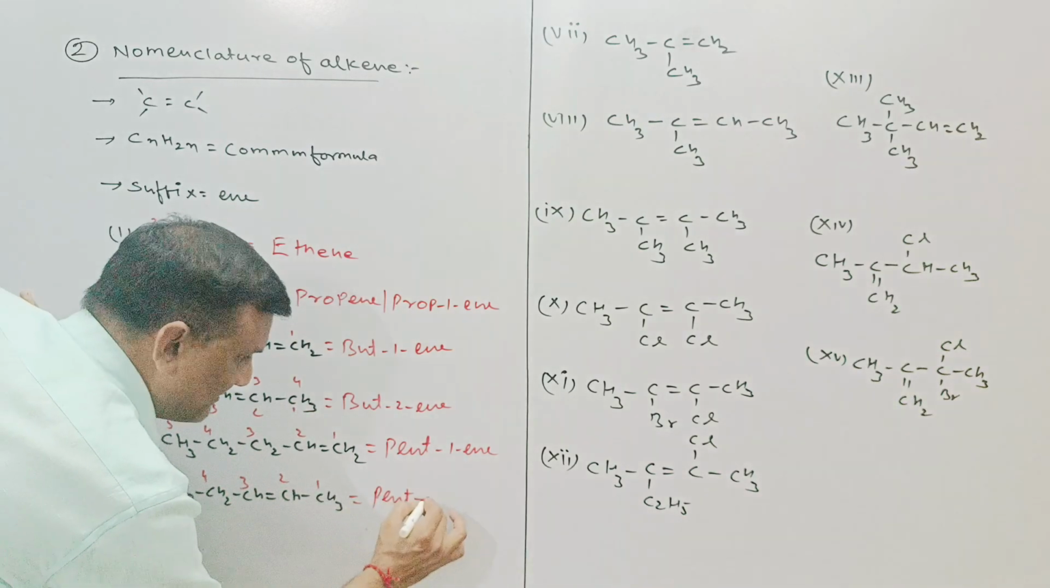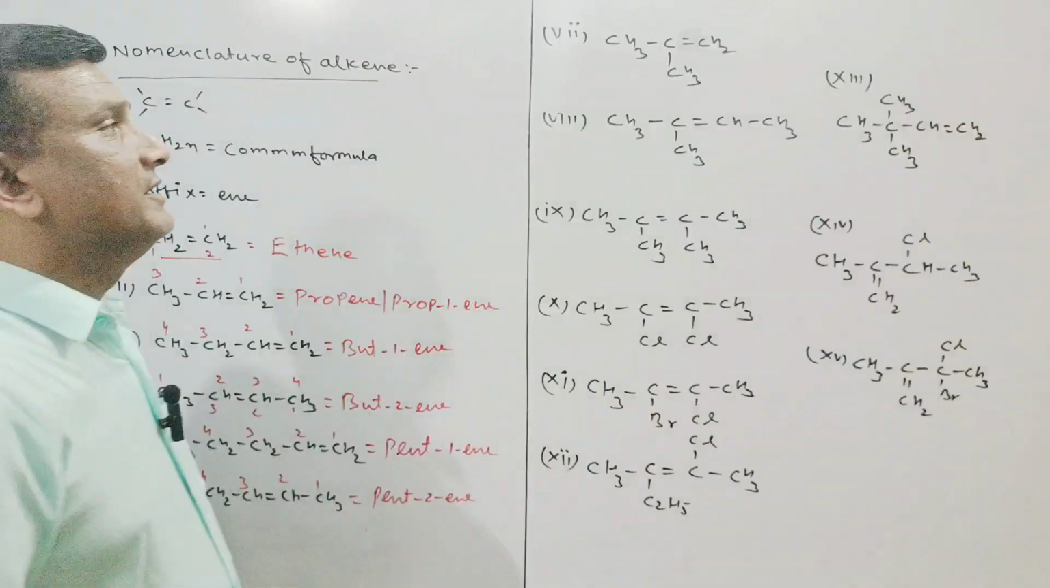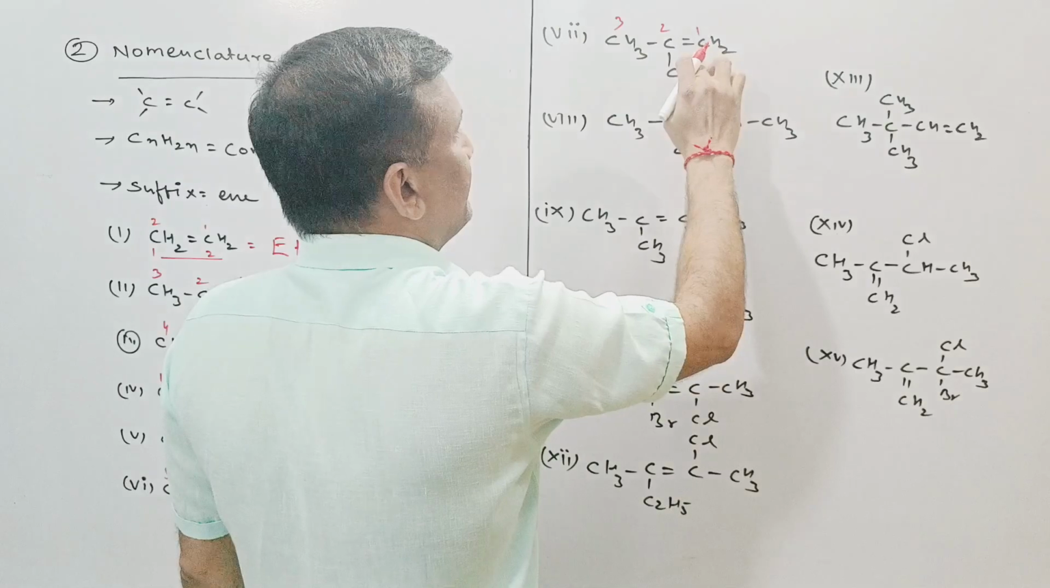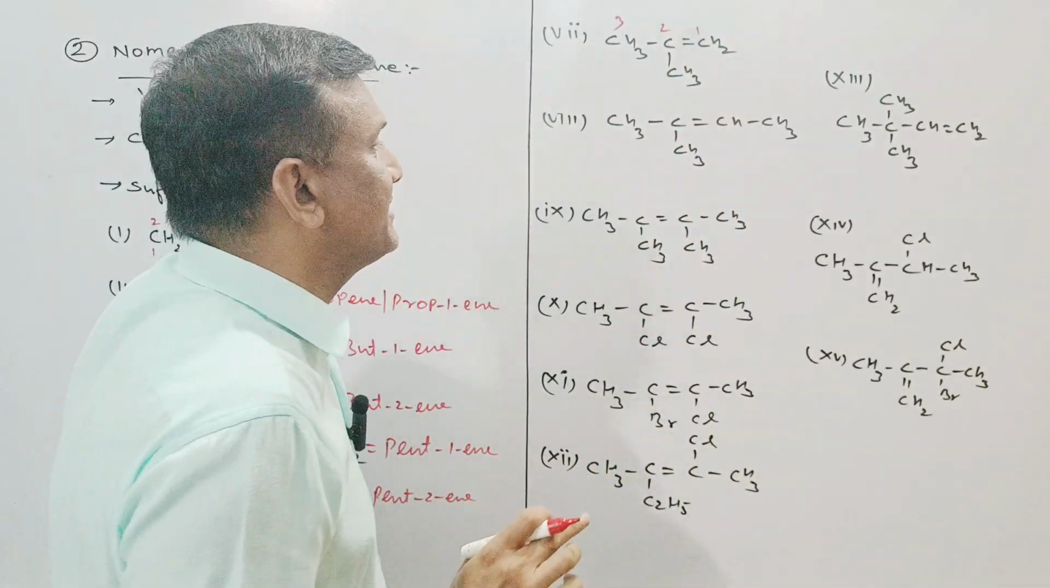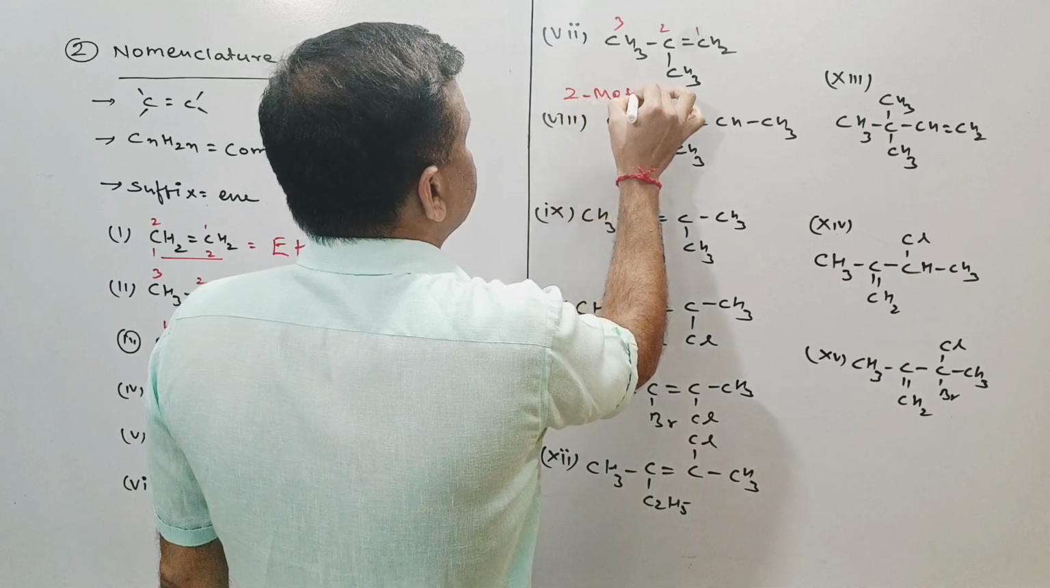Double bond is at number 2 position, so it will be pent-2-ene. The name of the compound. If we go further, here is 1, 2, 3, counting from that side, which side the double bond gets less marking. Here will be just 2-methyl. This is the 2-methyl.